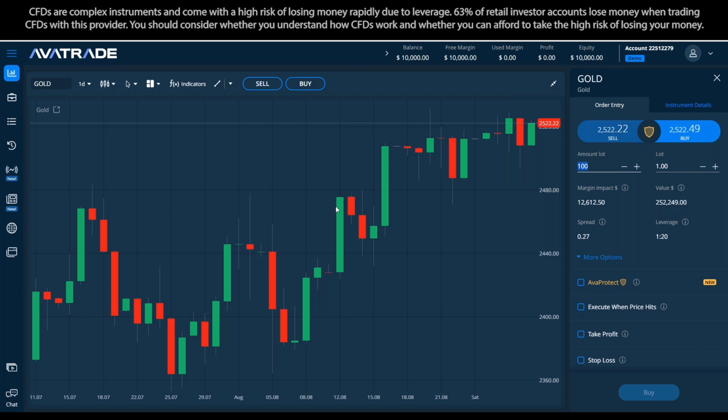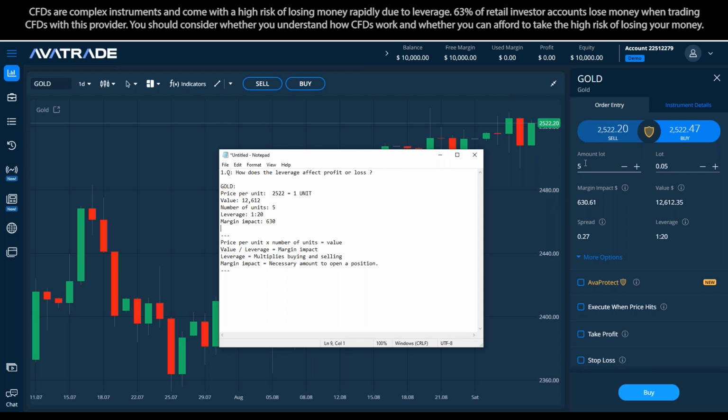Sorry, 50. Well, okay. Now, we are doing this exercise with 5 units. Therefore, this should have been multiplied by that. As you can see, price per unit times number of units equals value. Let's put that underneath just to have a nicer structure.